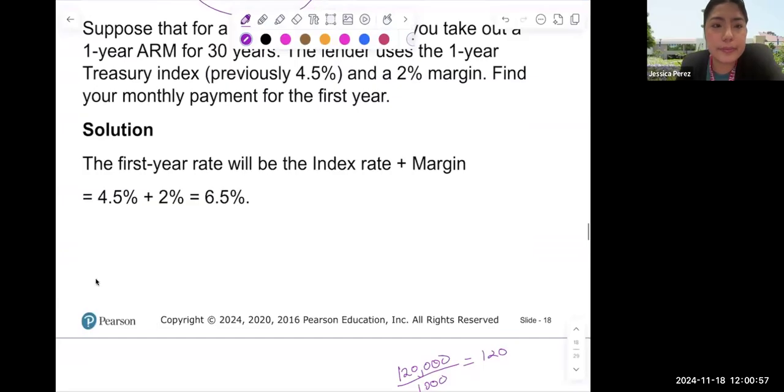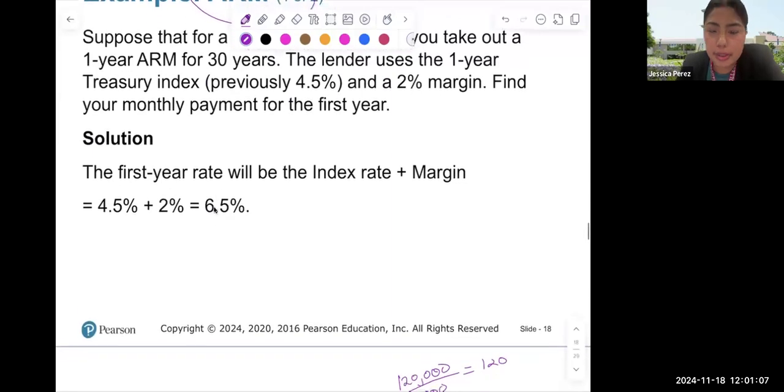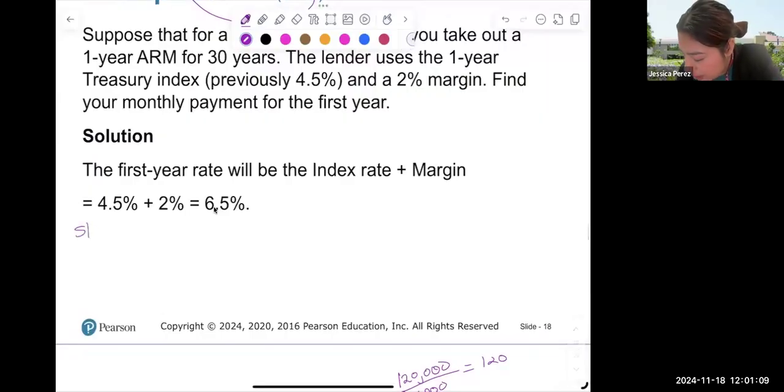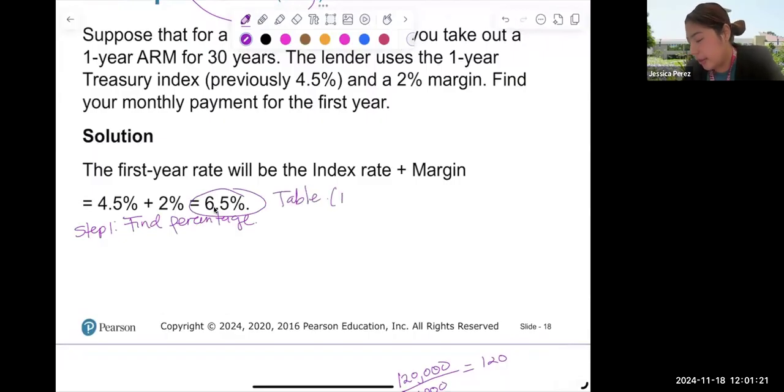Okay, well, first, the first year rate, there it is, the 4.5 plus the 2% margin should be 6.5%. That is just to find the percentage. So first, step 1, you have to find the percentage. Why do you need to find the percentage? Because you're going to have to look at the table of the monthly payments.